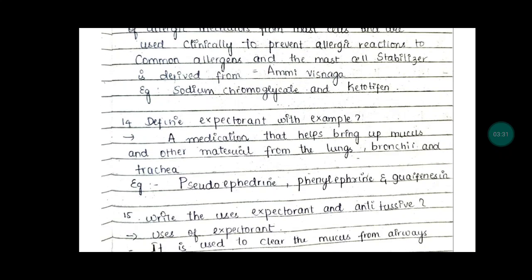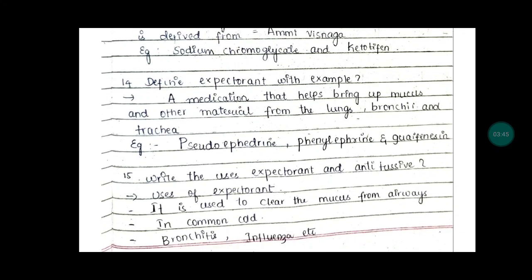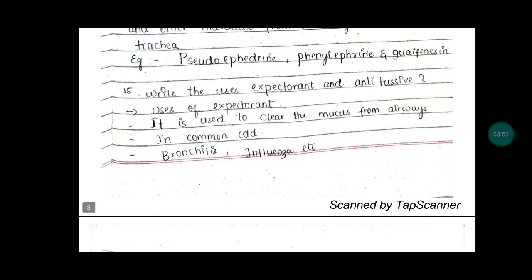Question number 14, define expectorant with example. An expectorant is a medication that helps to bring up mucus and other materials from the lungs, bronchi and trachea. Examples for expectorants are pseudoephedrine, phenylephrine and guaifenesin.